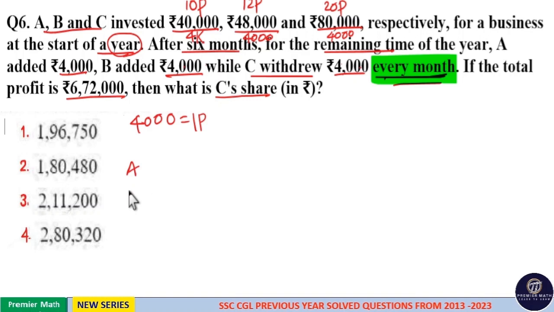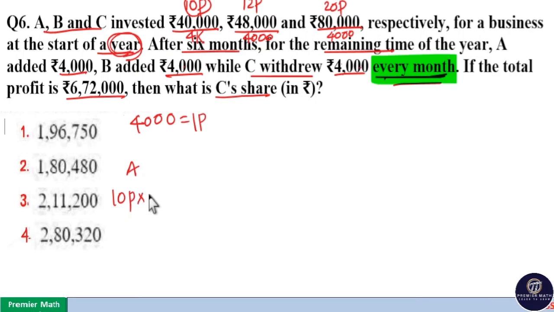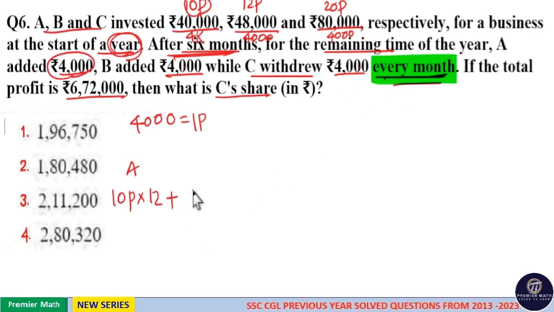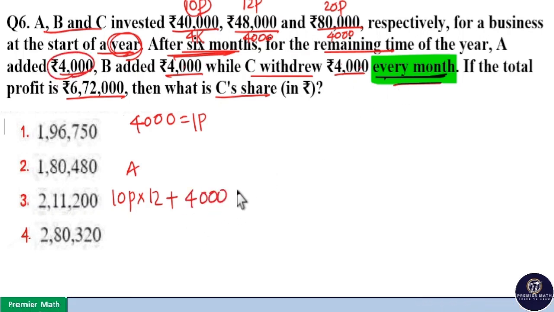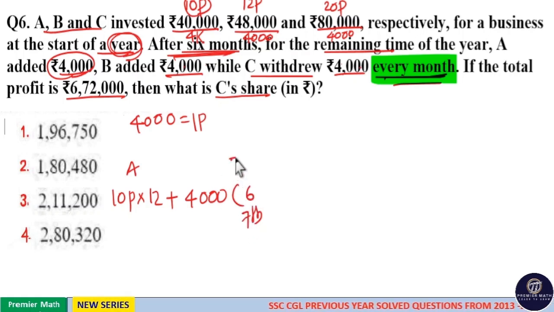Now A's share is 10 part for 1 year. A invested 10 part for 1 year. 1 year means 12 months. Plus after 6 months, A added 4,000 every month. So after 6 months, A added 4,000 every month means at 7th month, he added 4,000. And this 4,000 will last for 6 months. Because when he invest at 7th month, this will calculate for 7 to 12 months. So total 6 months.